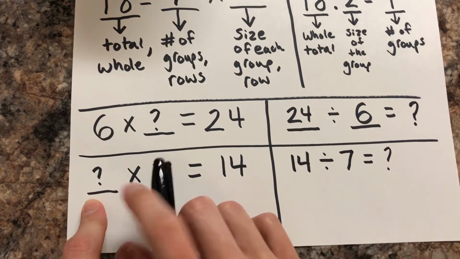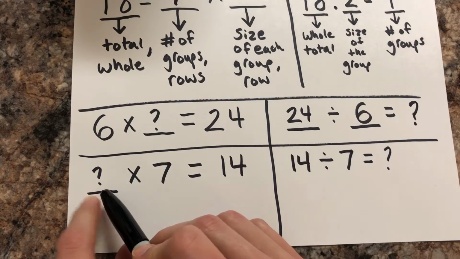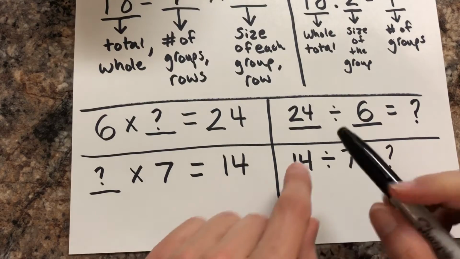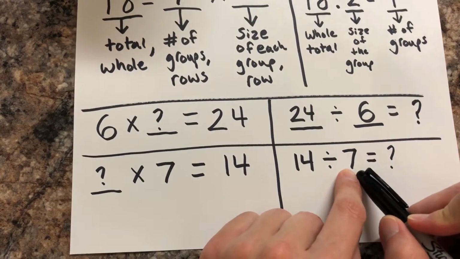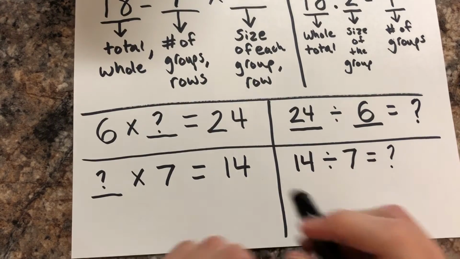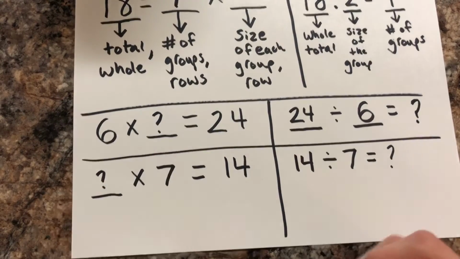But in this case, actually, the missing factor that I have is groups. So I would say it like this, because it's blank groups of 7. That means there's 7 in each group. So I would say I've got 14 stickers, and I put 7 stickers on each page. How many pages did I put stickers on? That's kind of how that works.